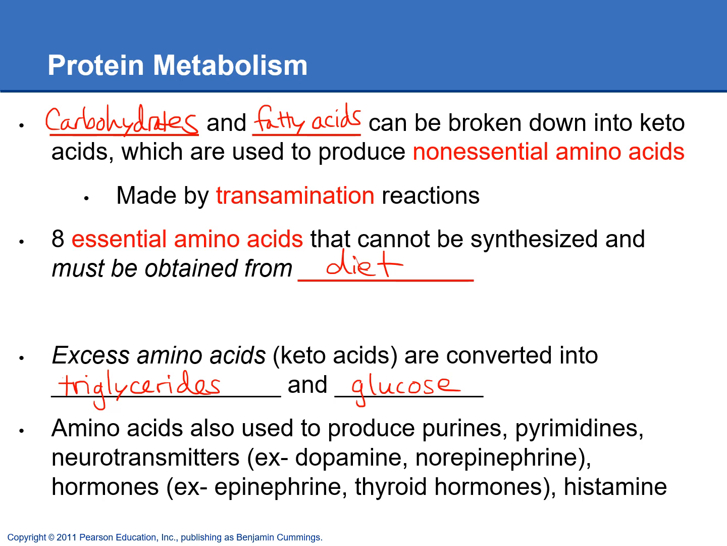And then we can also use amino acids to produce a number of other things that are pretty important in the body. So we can produce purines and pyrimidines, and those are part of nucleotides. So those are the nitrogenous bases, the A's, T's, C's, and G's of the DNA and RNA. We can also use certain amino acids to make neurotransmitters like dopamine and norepinephrine, and also certain hormones, epinephrine and thyroid hormones. And then we can also use amino acids to make histamine, which is involved in inflammation and allergies.